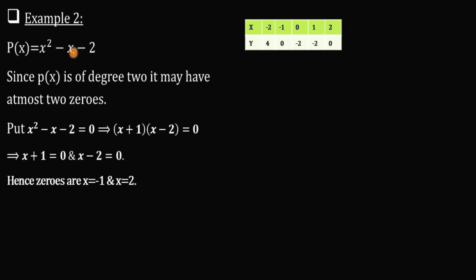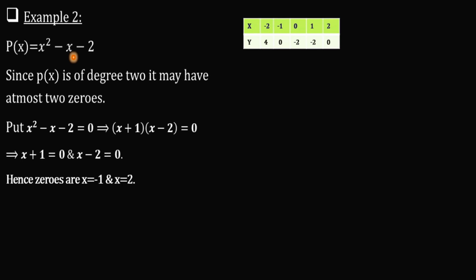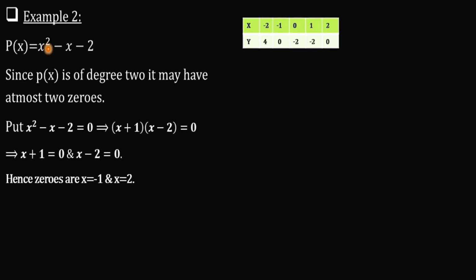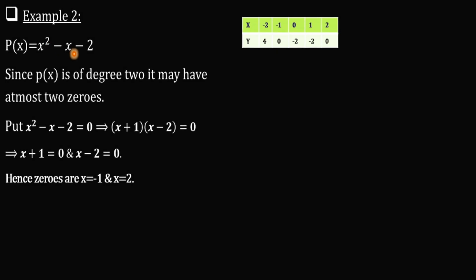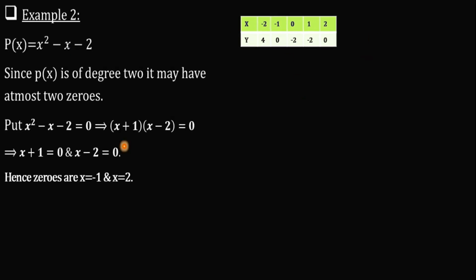Again, x equal to negative 2 will give negative 2 square, that is 4. 4 plus 2 will give 6. 6 minus 2 is 4. So we get our points for plotting the graph. Next we can plot the graph.